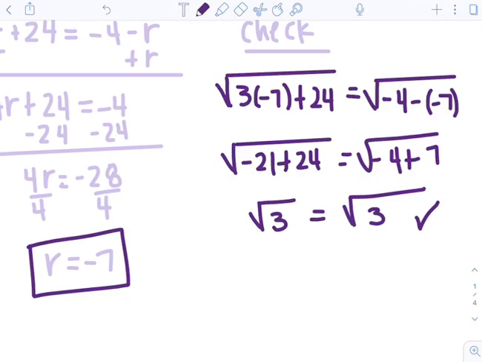So my answer could be a negative number. Just when you plug it in, your square root cannot equal a negative. So you can have negative answers. Just when you check your answer, your square root can't equal a negative number.